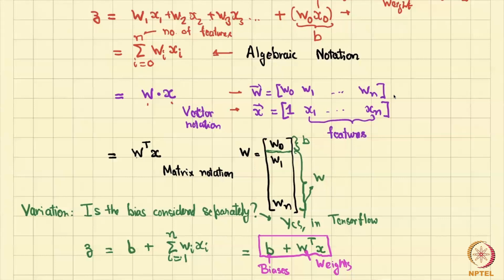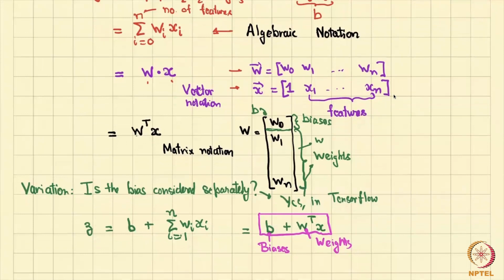So once again, I'll write this here. There's a company, in fact, called Weights and Biases, which deals with tracking various machine learning experiments that you have done. So this is W, this is B. So depending on how a code is written, some people write W transpose X plus B, and some people simply write W transpose X.